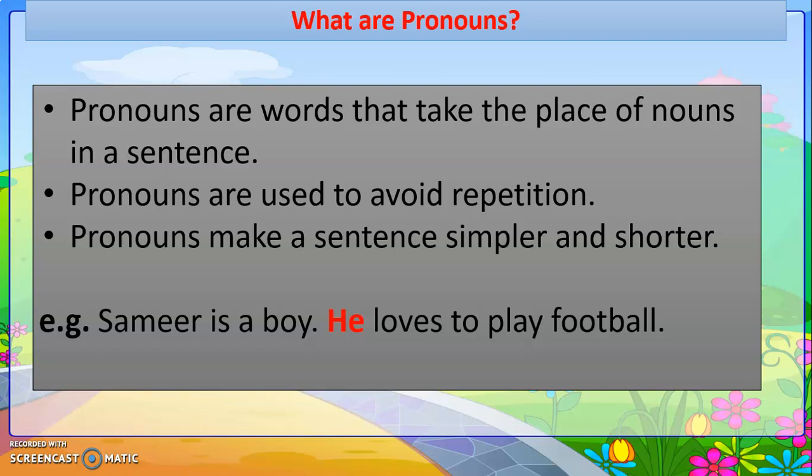Let us see the example. Samir is a boy. He loves to play football. Now, Samir is a noun. We cannot use Samir again in the second sentence. So, we have used the pronoun he because Samir is a boy.